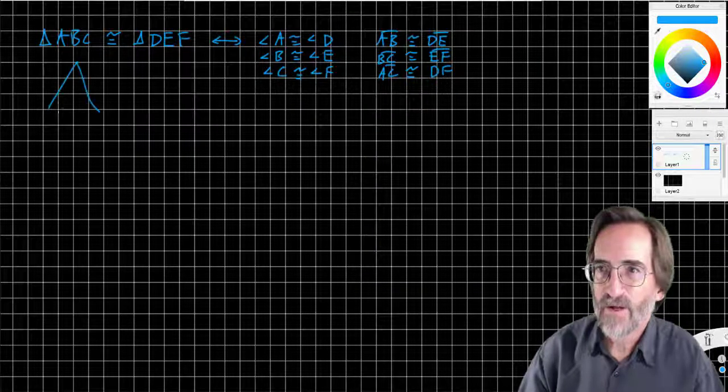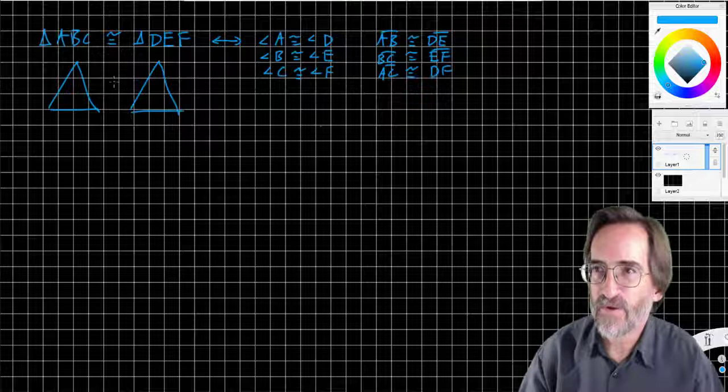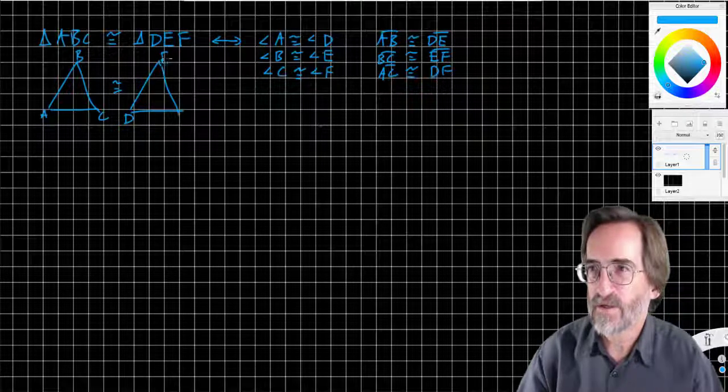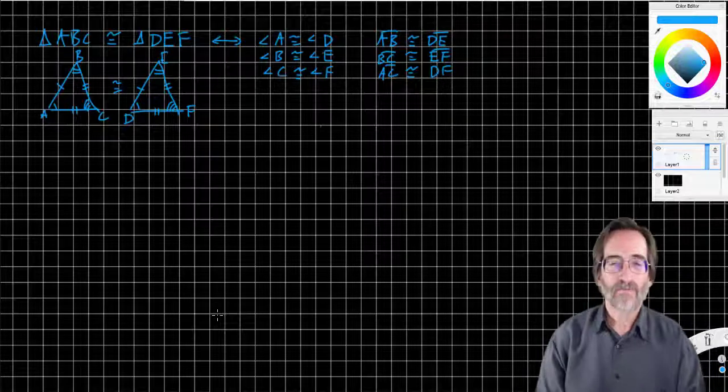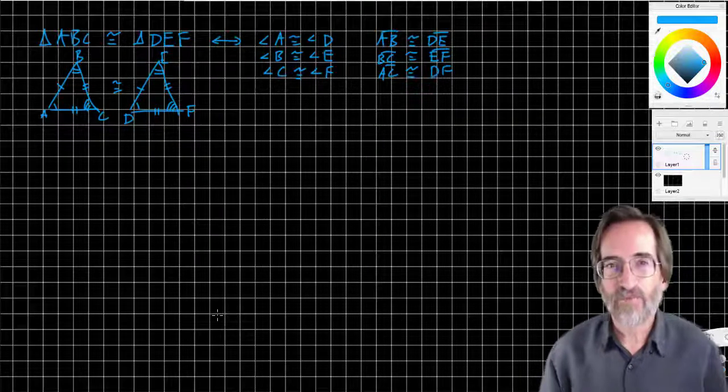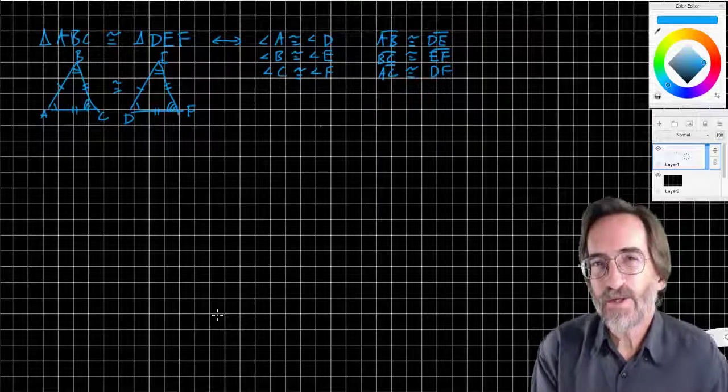Okay? In diagram form, that is said this way: if these two triangles are congruent, then so are their corresponding parts. AB is congruent to DE, BC is congruent to EF, AC is congruent to DF, angle A is congruent to angle D, angle B is congruent to angle E, angle C is congruent to angle F. Okay, all of that.